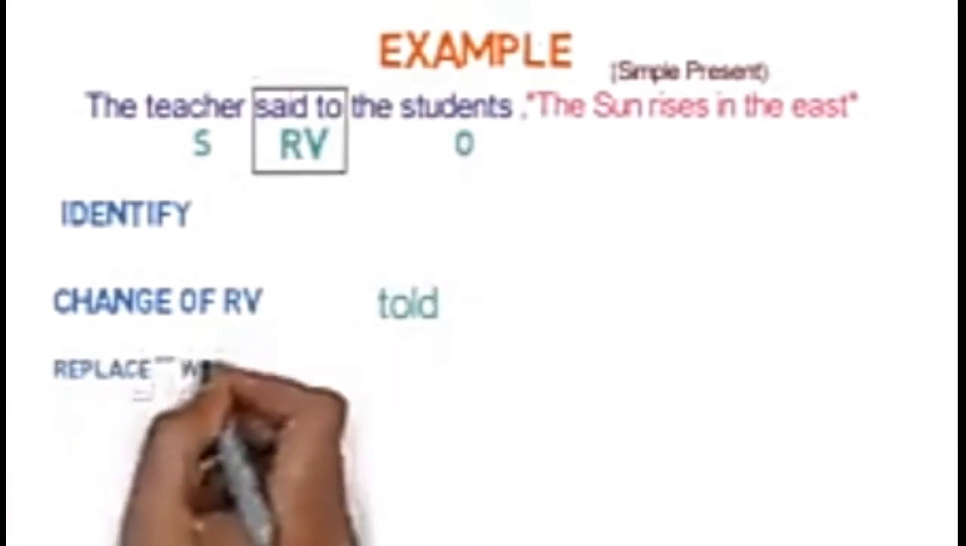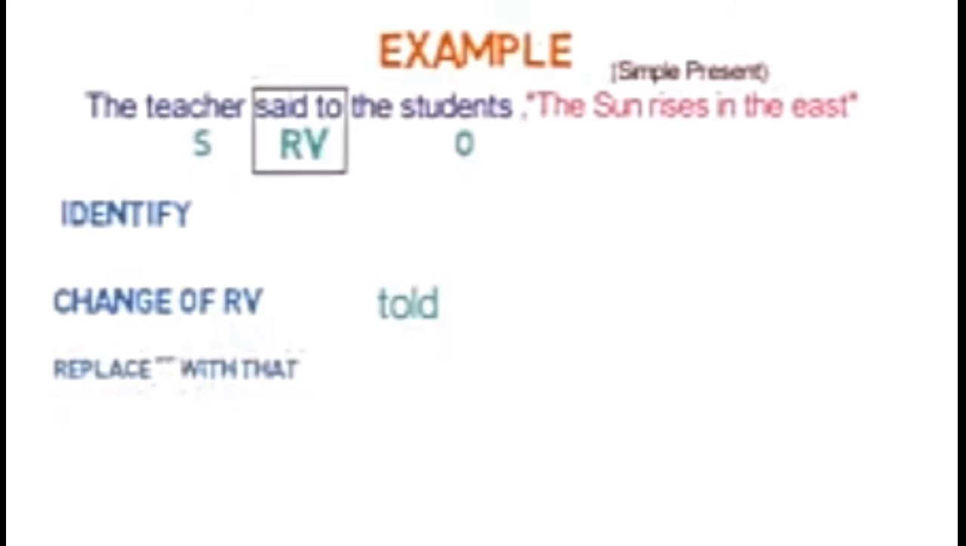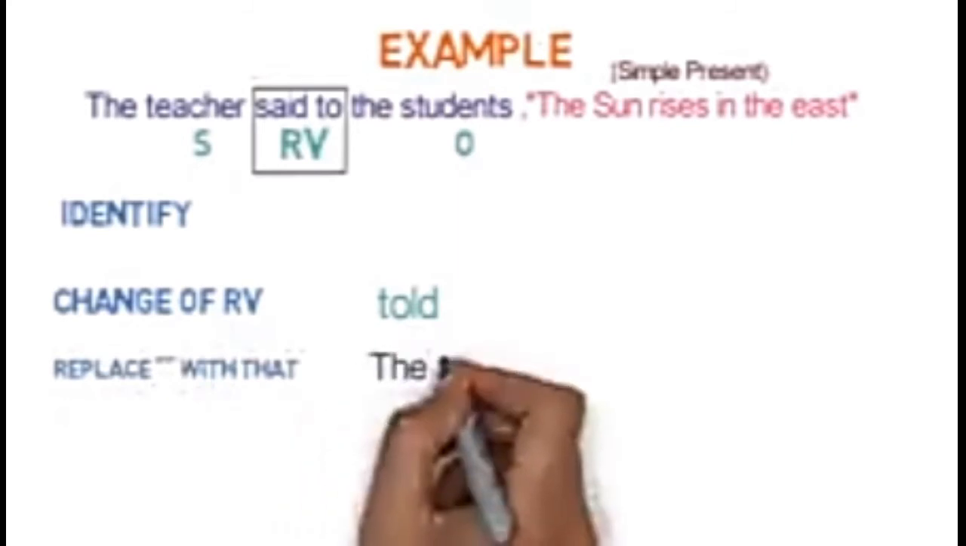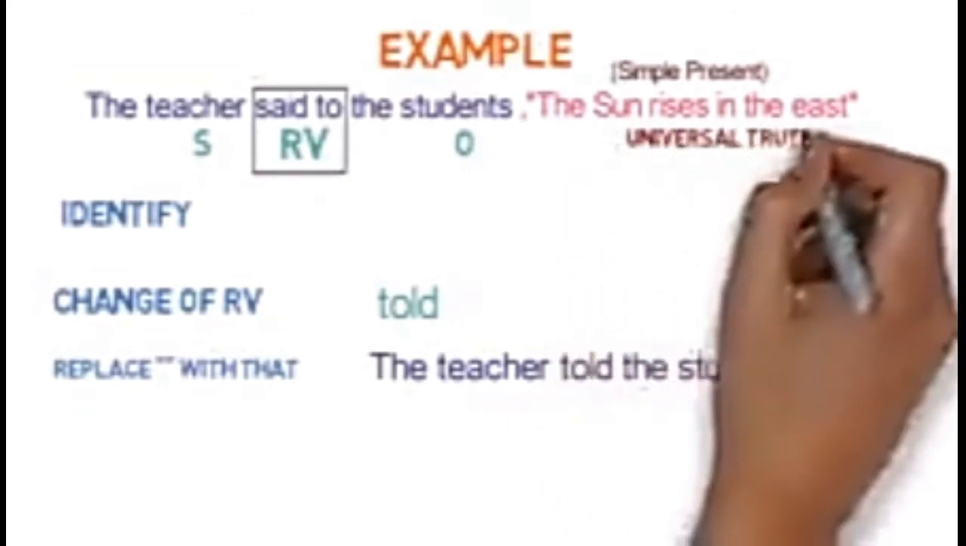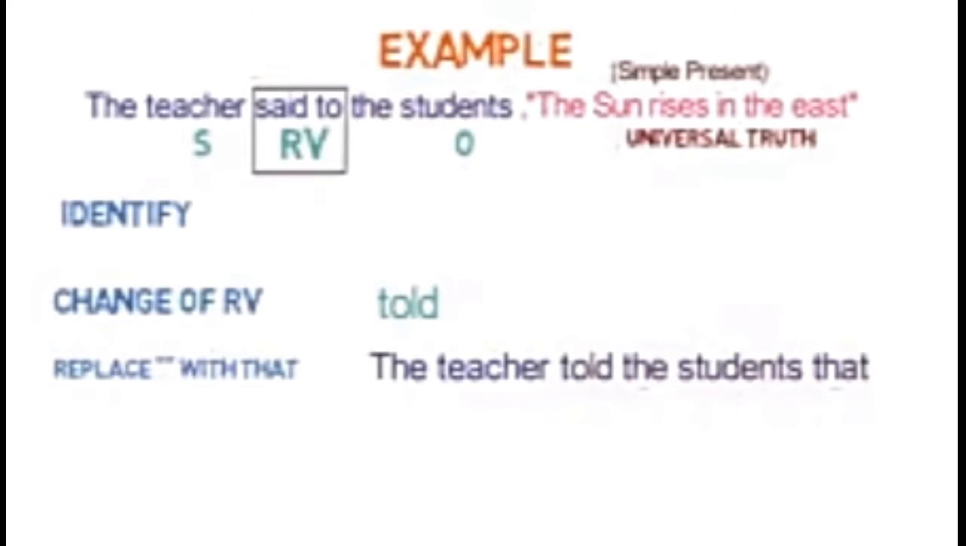Third step is to replace inverted comma with that. So the sentence will become like this. The teacher told the student that. Fourth step is change of pronoun. Here it won't come in picture as there is no pronoun. Now the fifth step is change of tense. Here the tense is in simple present, but the sentence the sun rises in the east is a universal truth. So there will not be any change in tense.